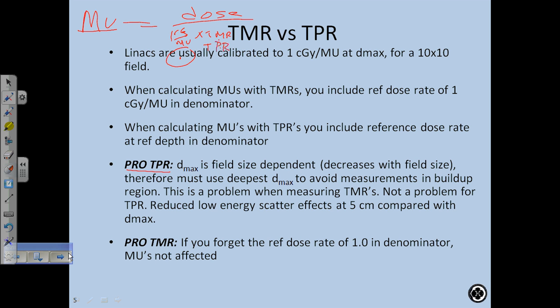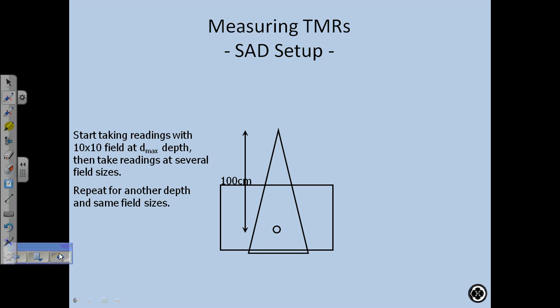So in my opinion, TPR is nicer. It's cleaner. You get rid of the low energy effect, but TMR is a little more traditional. Also, the main advantage of TMR is that this number is 1 centigray per MU. With TPR tables, you may forget to put the dose rate in your MU calc. With TMR, if you forget it, it's not a big deal because it's 1. So that's the advantage of TMR. I think most people still use TMR. Every place I've worked at, it's always been TMR.